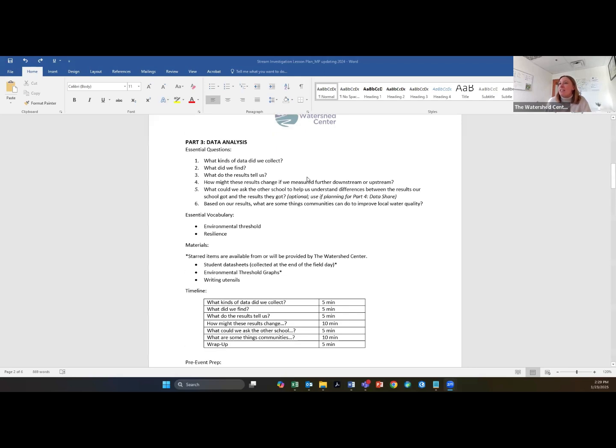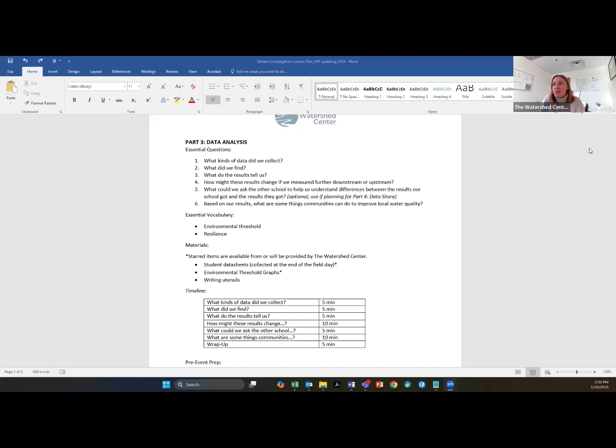So for this lesson, we are looking at the data that we collected in the field. So this lesson happens after the field day. Students have collected data on turbidity, pH, nitrate, and dissolved oxygen. And we are now looking at those data. They're finally finding out the results, and they're thinking about what that tells us about local water quality.